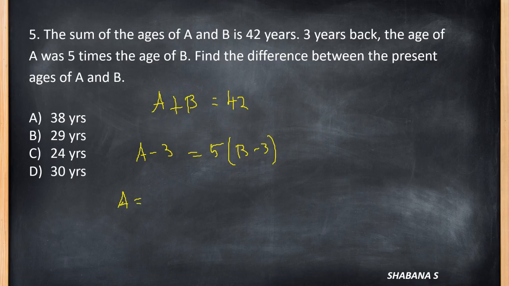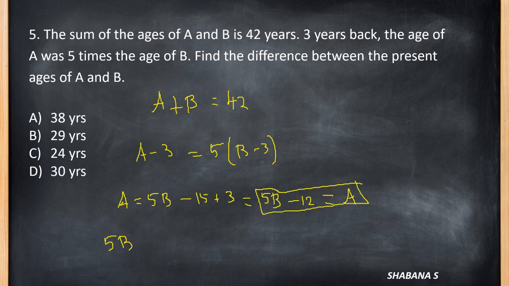So we can take A will be equal to 5B minus 15 plus 3, which is equal to 5B minus 12. So we got to know that A is 5B minus 12, so I'm substituting the value of A in this equation. So in the place of A, 5B minus 12 plus B equal to 42. So this effort is to find the value of B, nothing else. 5B plus B is 6B.